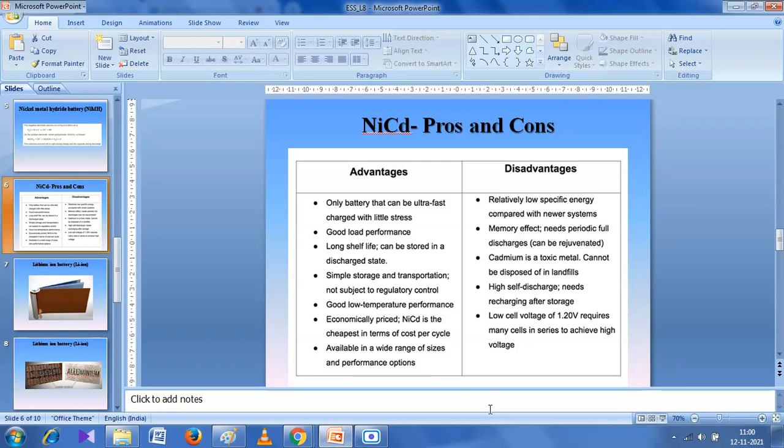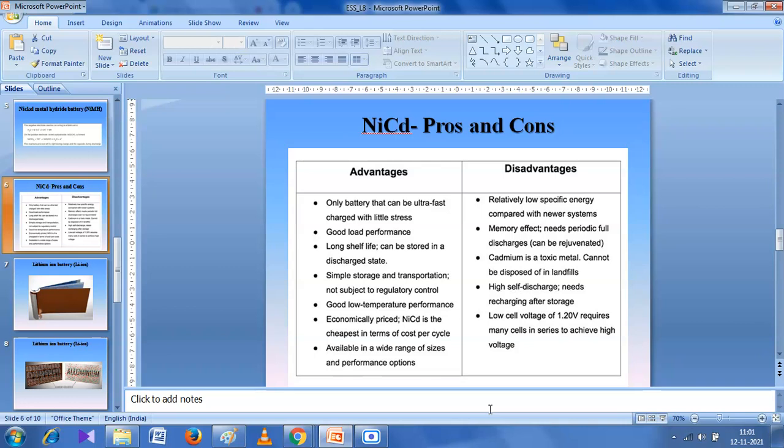In respect to advantages, we now discuss the disadvantages. What are the disadvantages? It has low specific energy compared to the lithium ion battery, with newer systems, because lithium ion batteries are the modern trend.